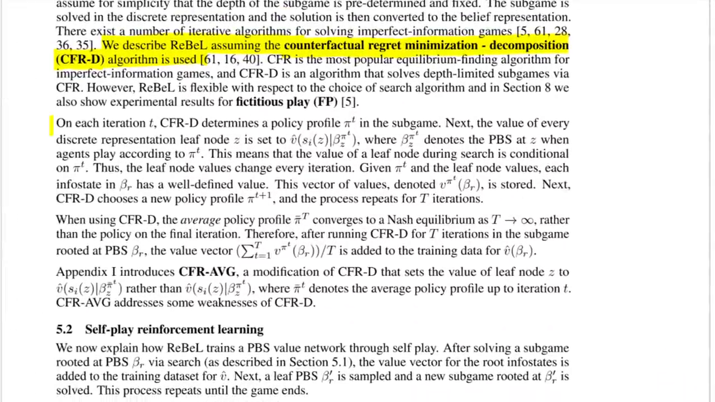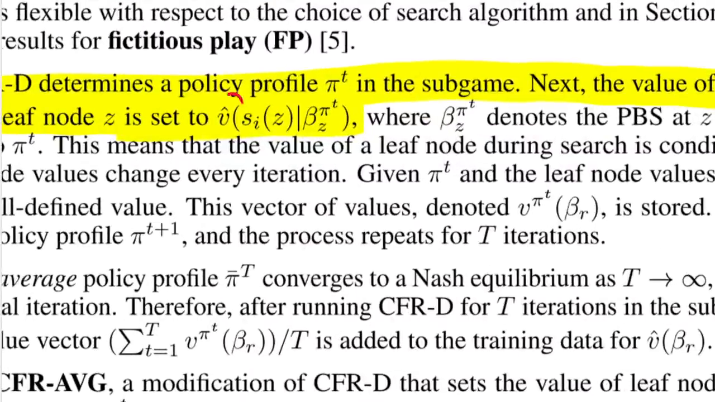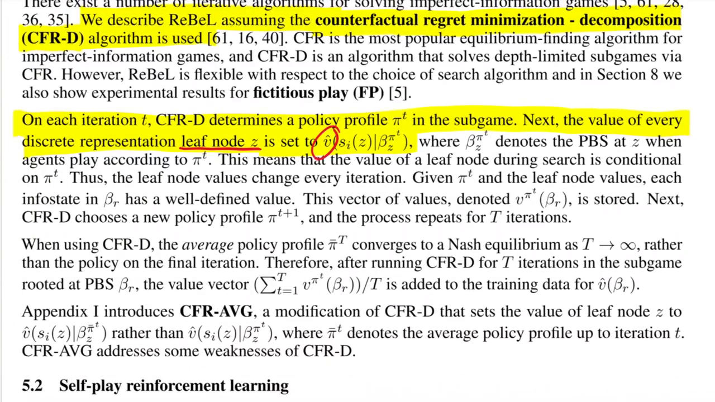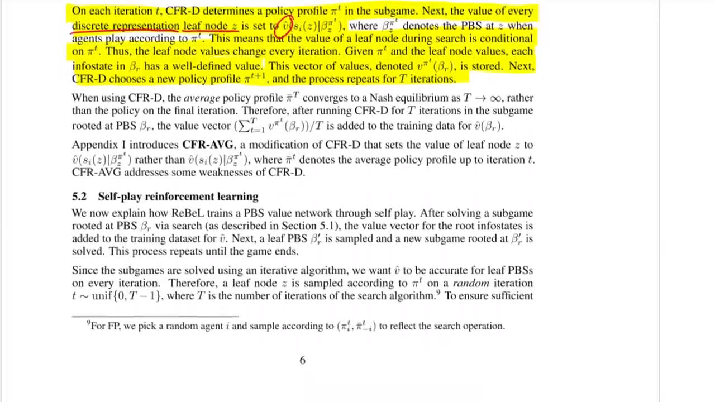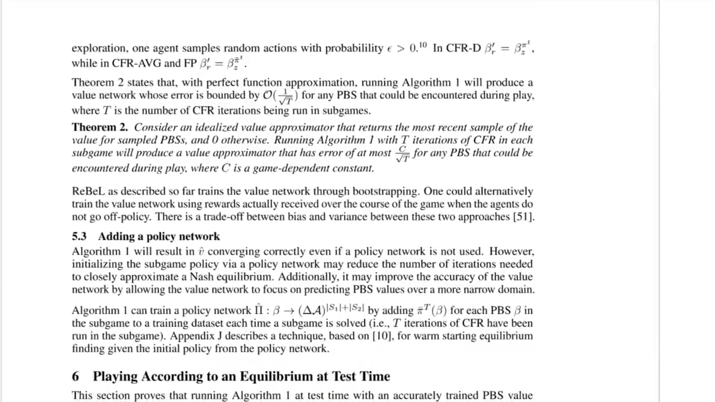On each iteration, CFR-D determines a policy profile in the subgame. Next, the value of every discrete representation leaf node is set to this, and this is the neural network, right? So we're going to use the neural network to set the leaf node values of the discrete representation. Okay, this means that the value of a leaf node during search is conditional on the policy. Thus, the leaf node values change every iteration. Given pi and the leaf node values, each info state has a well-defined value. This vector of values is stored, and next, CFR-D chooses a new policy profile, and the process repeats for T iterations.